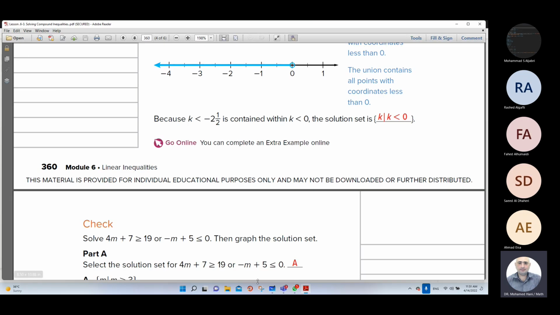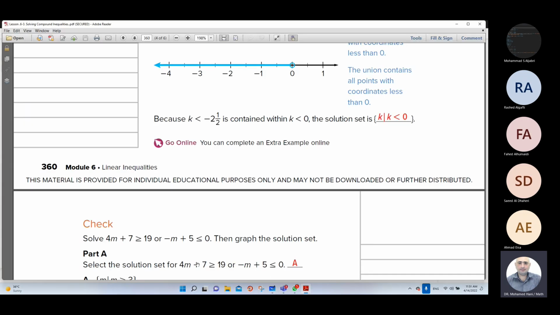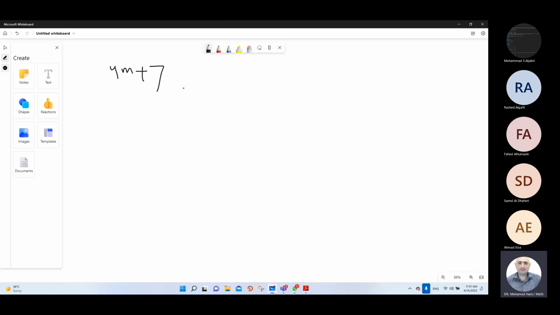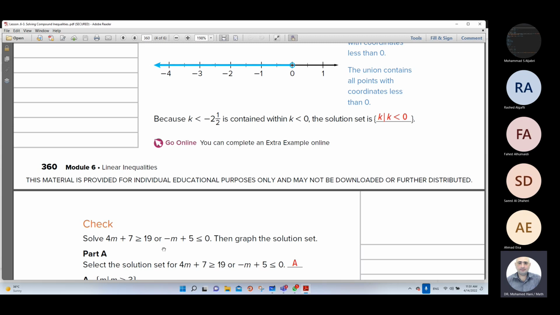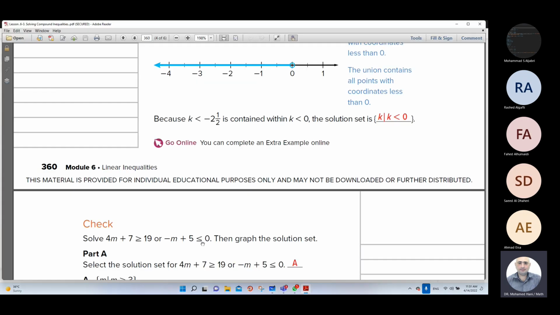Four m plus 7 greater than or equal 19, or negative m plus 5 less than or equal 0.